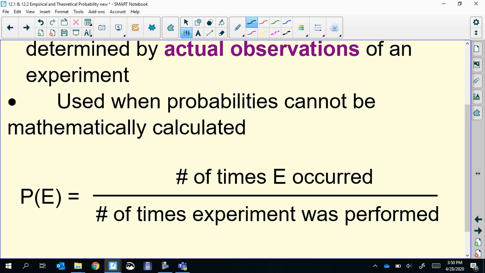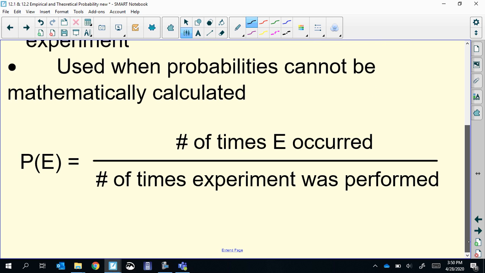So you've probably done this many times, in various styles, but maybe like flipping a coin. You actually flip a coin and you keep track of how many times it landed on heads or whatever. That would be the probability of getting heads: how many times it landed on heads divided by how many times you flipped it.